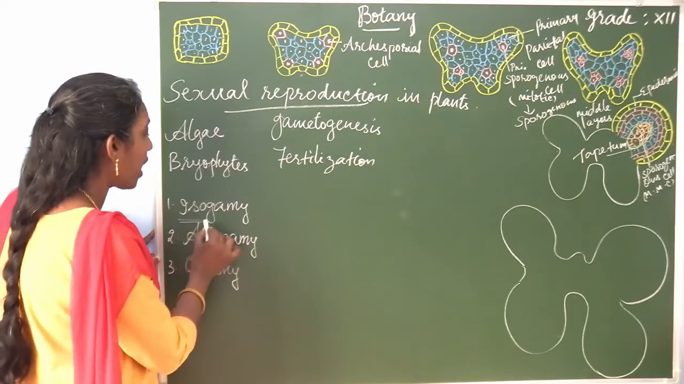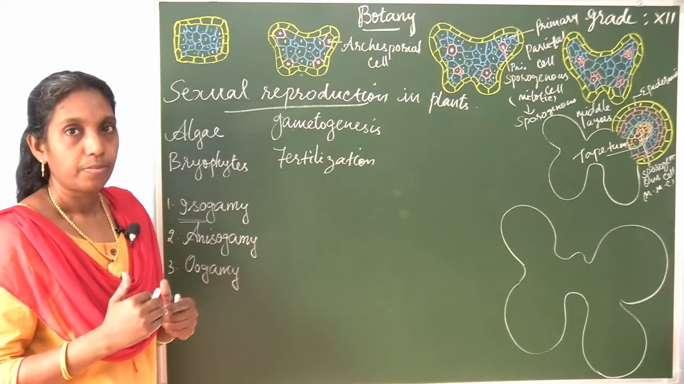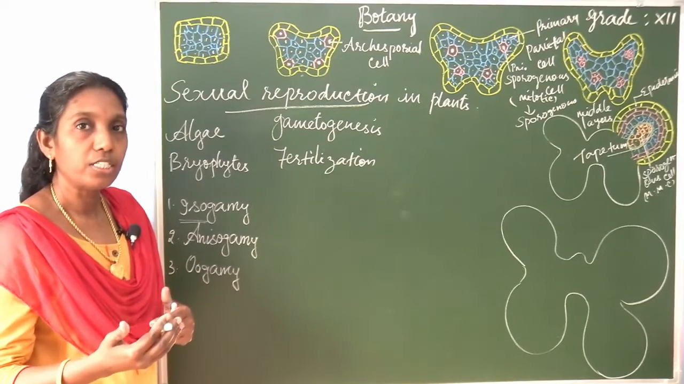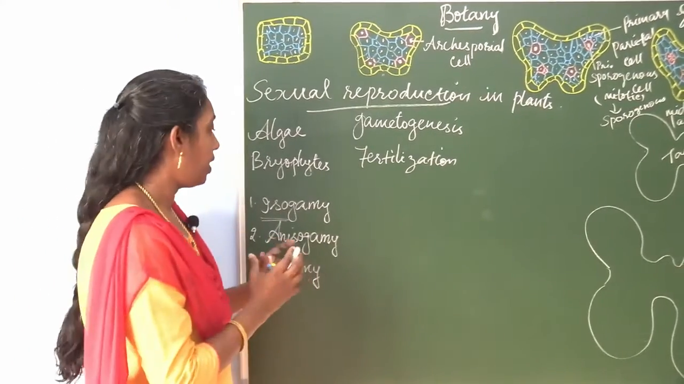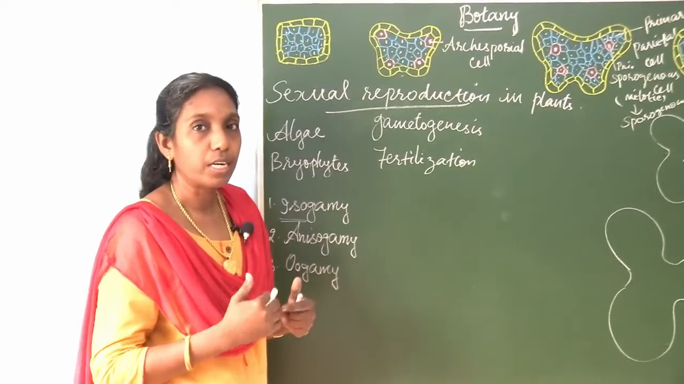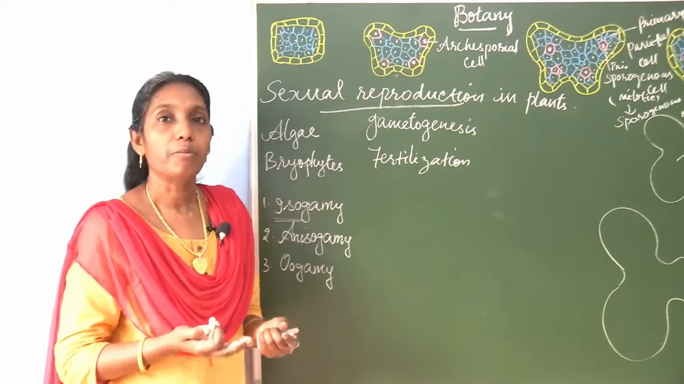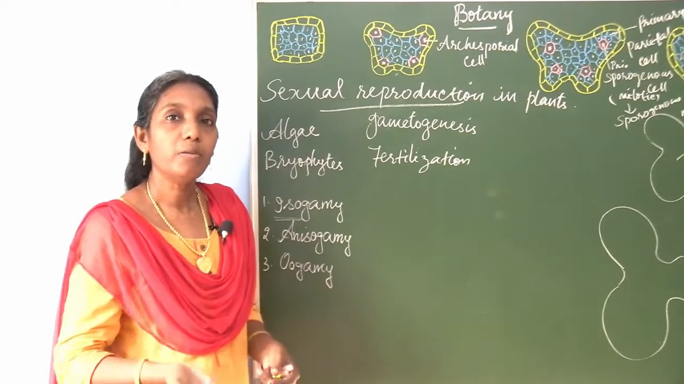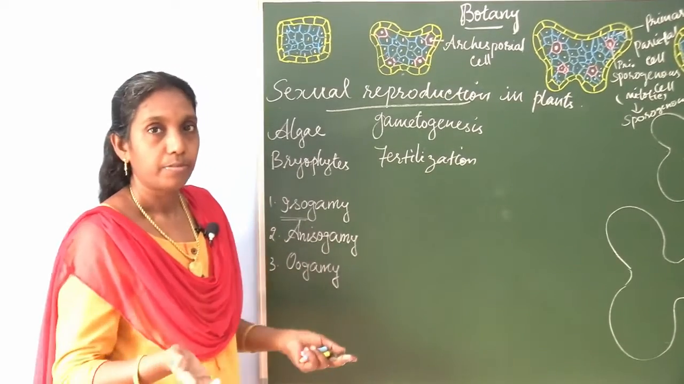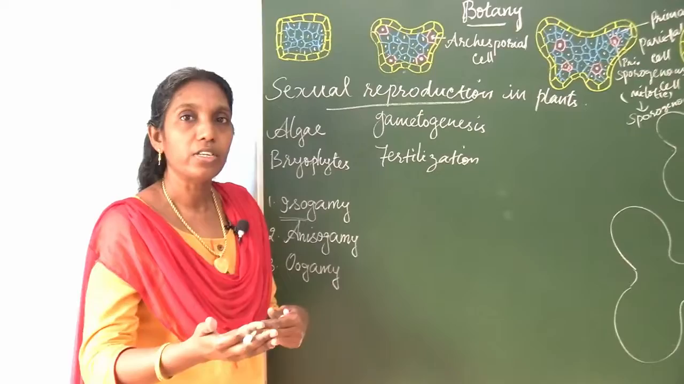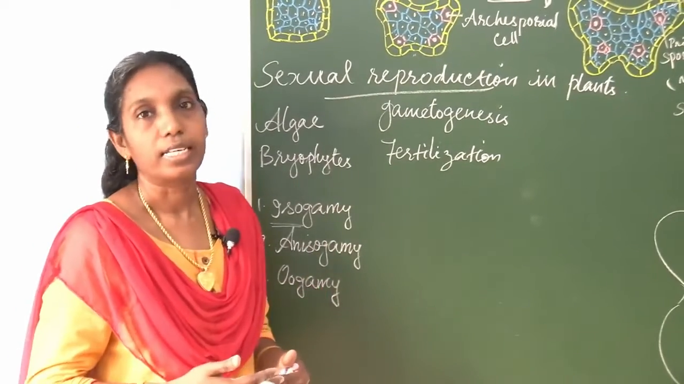As the name indicates, iso, similar gametic fusion. How is it similar? Morphologically and physiologically the gametes are similar. That is named isogametic fusion. Then anisogamy. In anisogamy, the gametes are either morphologically or physiologically dissimilar. Dissimilar gametes, either morphologically or physiologically, is called anisogamy.